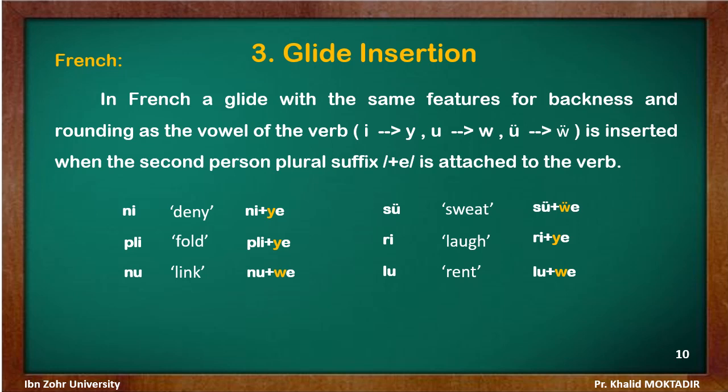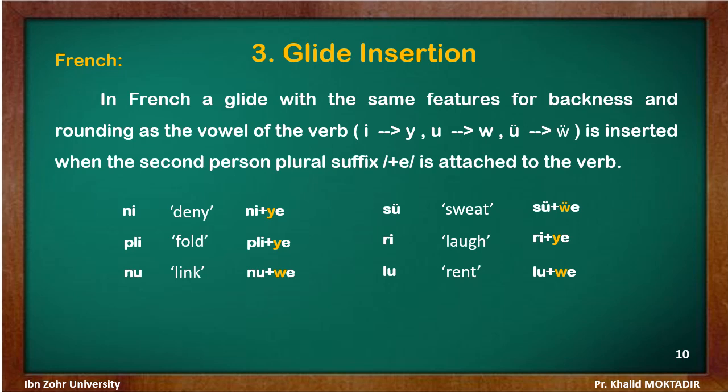And as we add the infinitive suffix a, we end up having two contiguous vowels. That is a situation of hiatus. Now French inserts the glide that has the same features for backness and rounding. That's the glide w.